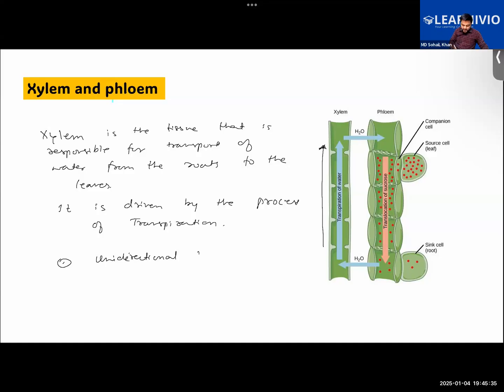So there is unidirectional movement of water and dissolved minerals in the xylem tissue.